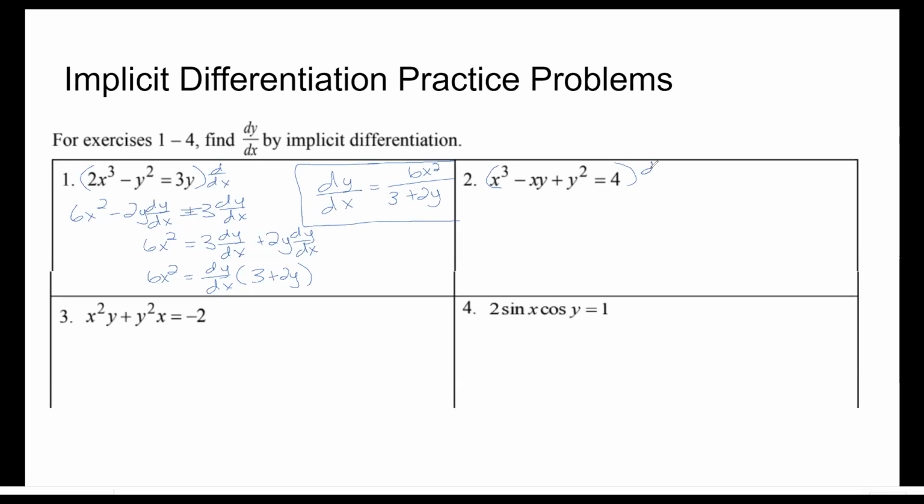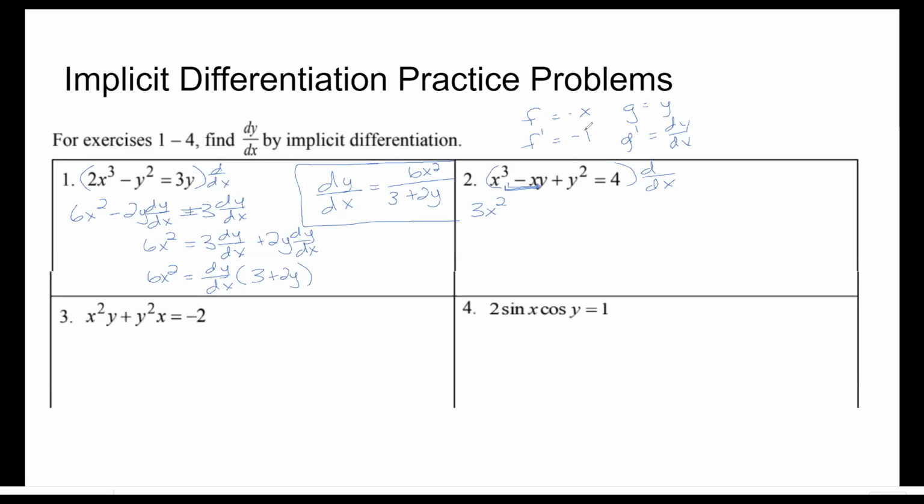Over here, again, I'm going to take the derivative with respect to x. I get 3x squared, and now I have a product rule. This time, I'm going to group this negative with the x. I'm going to view that as a negative x. So my f is negative x, so my f prime is negative 1. My g is y, which means g prime is dy dx.